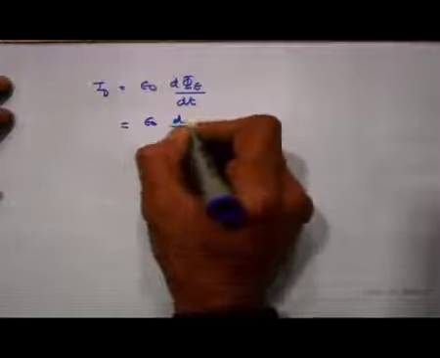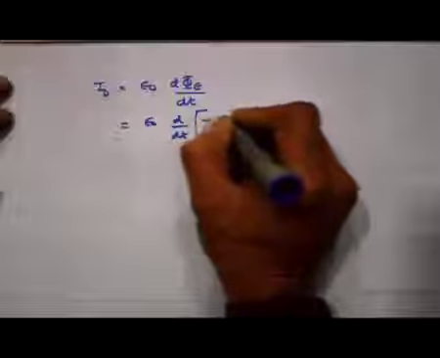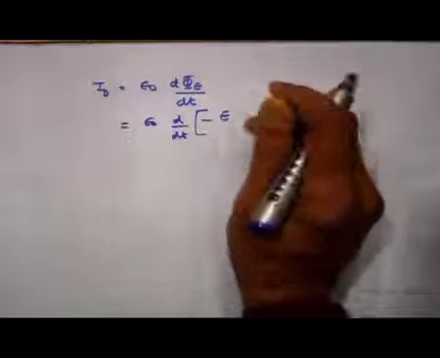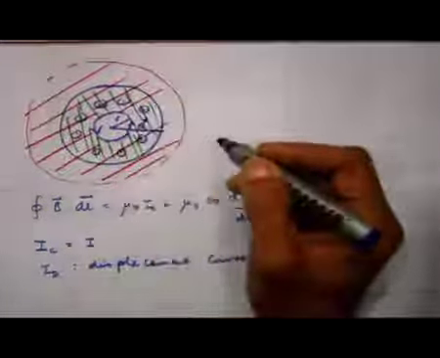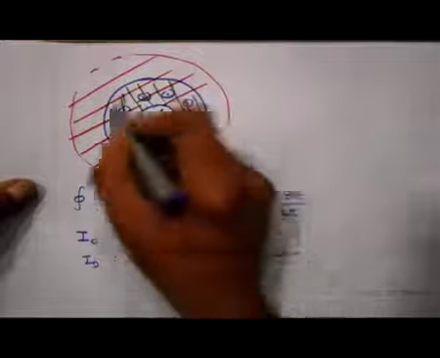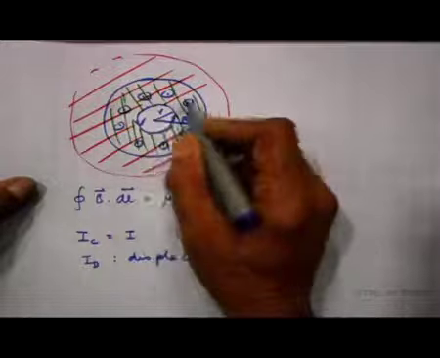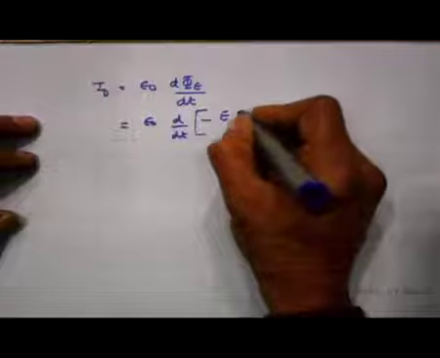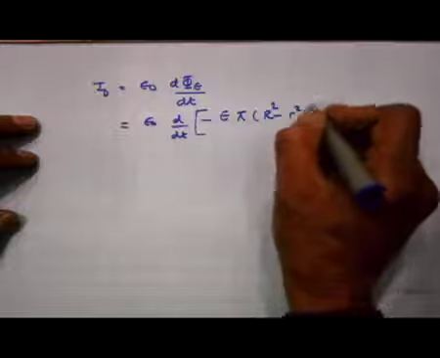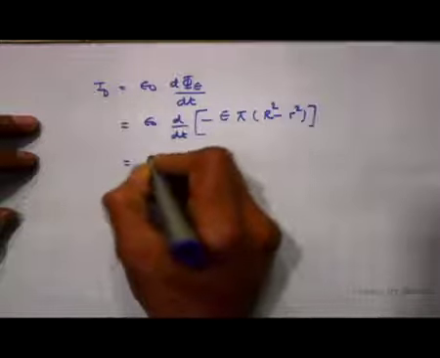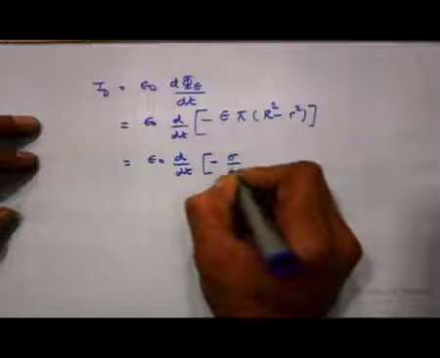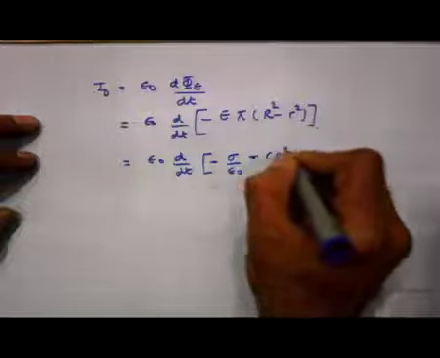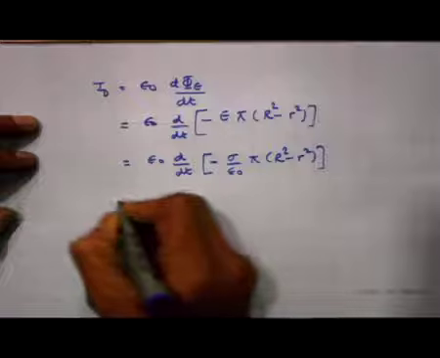So, what I will get is epsilon 0 d by dt of minus of electric field into this area. I am assuming electric field to be uniform between the capacitor plates and there is no electric field outside. So, electric field is uniform and the area is nothing but pi capital R square minus pi small r square. So, this is equal to epsilon 0 d by dt of minus sigma by epsilon 0 pi times capital R square minus small r square.